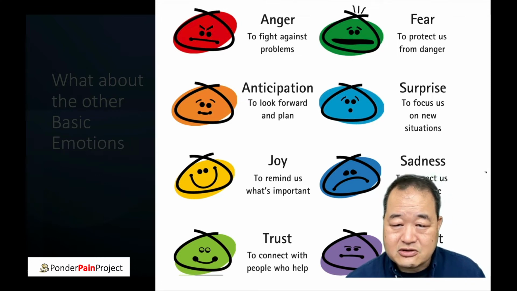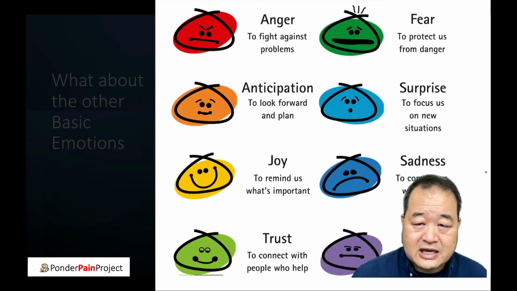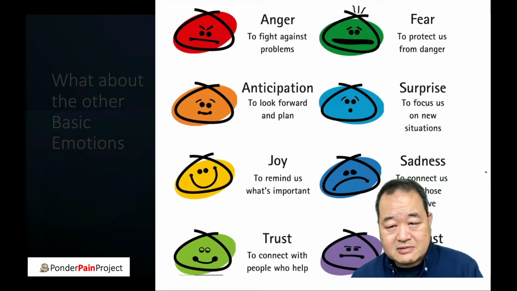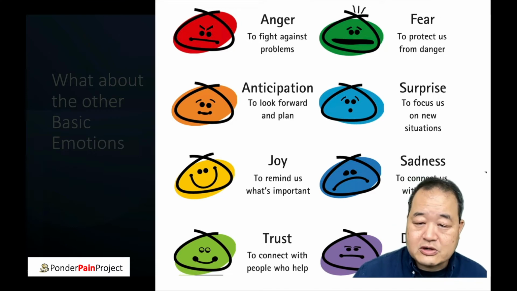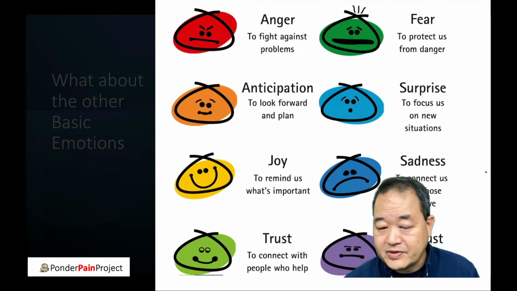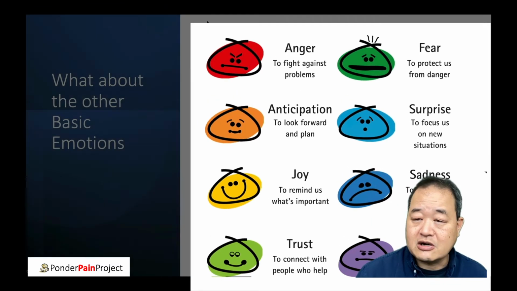So we look at anger, and anger has a purpose just like pain has a purpose. Its purpose is to fight against problems. Anticipation is looking forward and planning. Joy is to remind us of what's important. Trust is to connect with people who help.